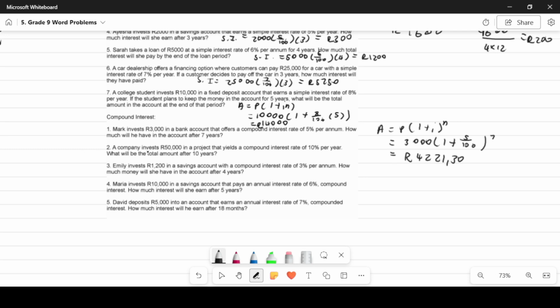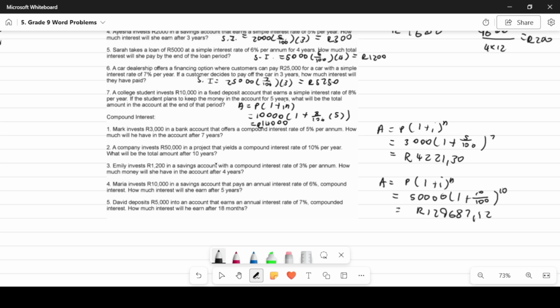4,221.30. Right. A company invests 50,000 into a project that yields a compound interest rate of 10% per year. What will the total be after 10 years? Exact same idea. It's just growth. So it'll be P times (1 plus i) to the power of n. P is 50,000 Rand times (1 plus the interest rate of 10 over 100) raised to the power of 10. And we get 129,687.12 Rand. So that's how much we'd get.